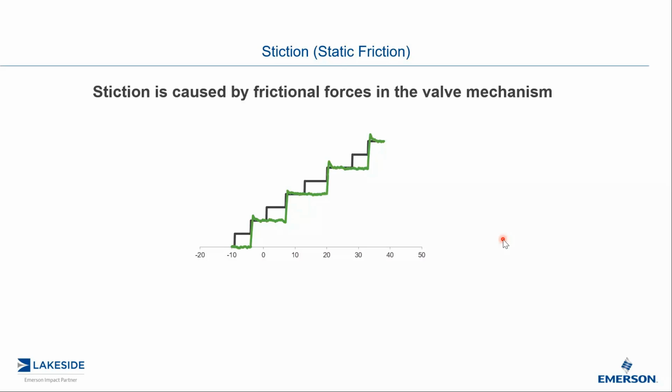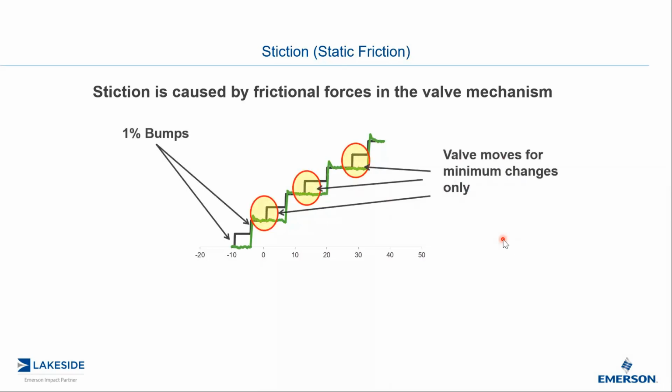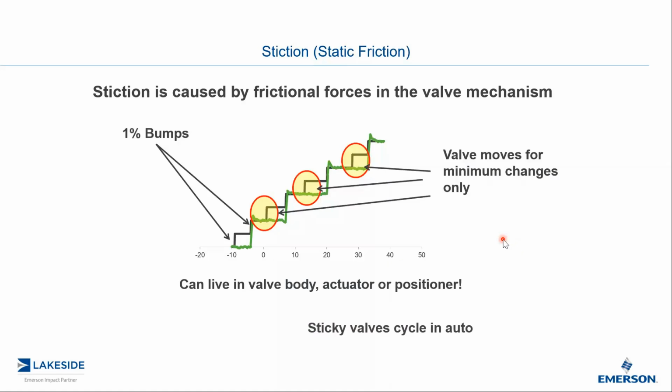Stiction, static friction. That's when valves are sticking. They can have a lot of friction. It could be within the positioner, or between the actuator and the valve body, the packing itself. Here it doesn't want to move for small changes. It seems like we've got to make a bit of a change, and finally it moves a bit more. Now it's not moving. We've got to put a bit more, and then finally, bang, and off it goes. These kinds of valves, sticky valves, stiction, valves that hunt, are all terms that you've probably heard before.